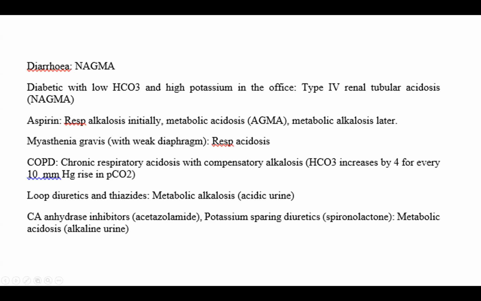In chronic obstructive pulmonary disease, they get chronic respiratory acidosis, and like I told you earlier, they have time to compensate. So they have metabolic compensation. Sorry, bicarbonate goes up by 4 for every 10 millimeter mercury rise in PCO2. Loop diuretics and thiazides cause alkalosis. Carbonic anhydrase inhibitors cause metabolic acidosis.